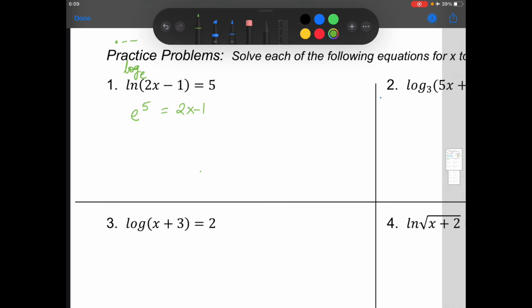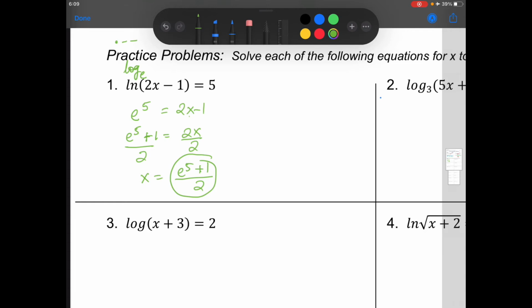So e is a number. So I'm going to solve for x. So I'm going to add 1. I wouldn't put the e to the fifth in the calculator. I'll just wait for the final answer and then put it once in the calculator. And then divide by 2. So x is equal to e to the fifth plus 1 over 2.